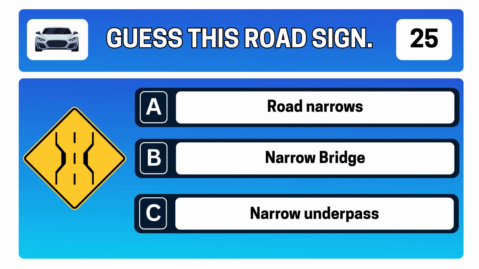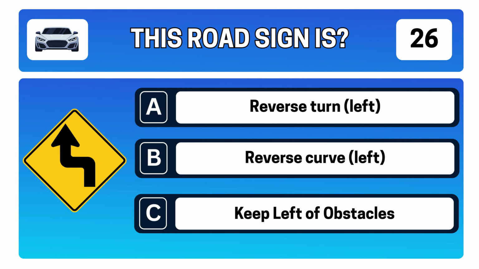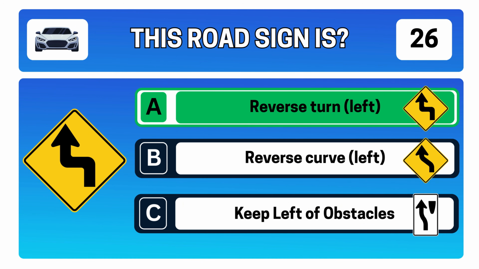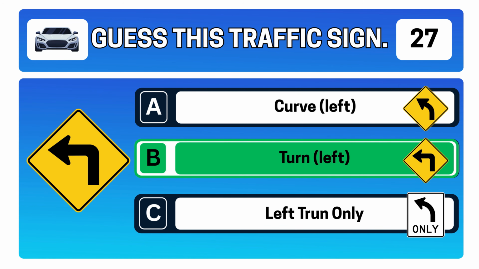Guess this road sign. Exactly. This is the narrow underpass sign. This road sign is? Nicely done. This is the reverse turn left sign. Guess this traffic sign. Good observation. This is the turn left sign.